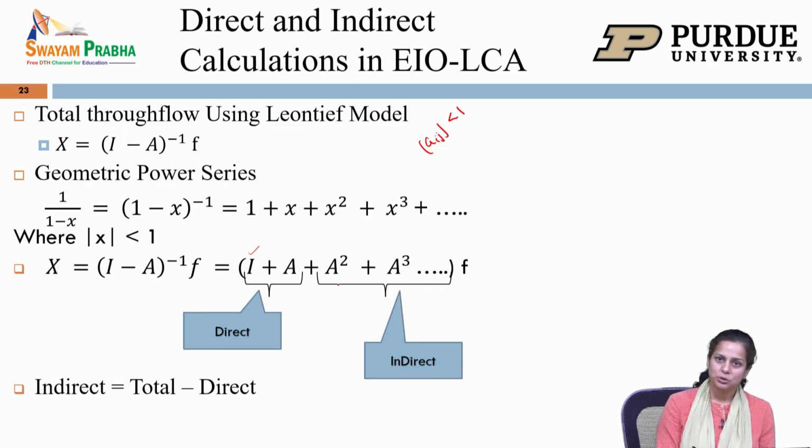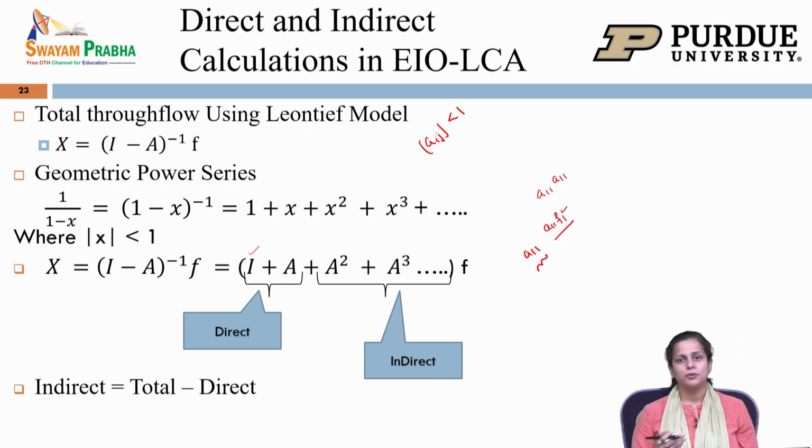When you go to A square, it is the indirect flows, because if I write A square, it will be A11 times A11, which means that A11 times F1 was the original direct demand. But if I do A11 times F1, that is the indirect demand or indirect effect that is basically driven by the final demand in the economy. So, using this concept, what we can do is break down the total impact that we calculate from the input-output LCA into direct and indirect impact.